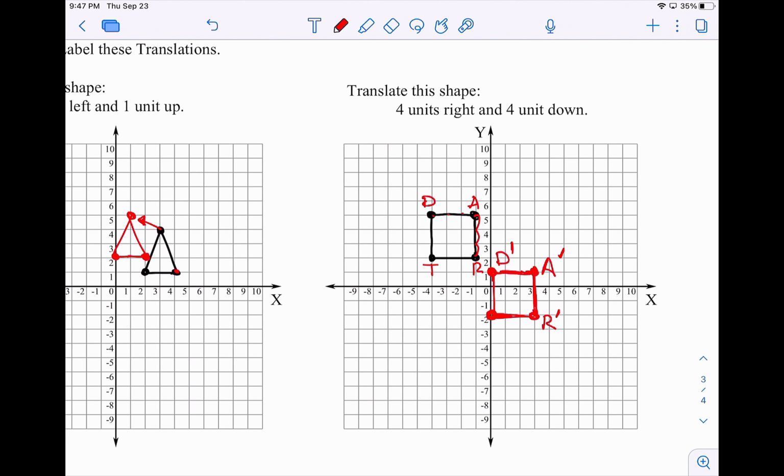So my shape stays exactly the same. And my labels, same letters on the point they're originally on. Then I add prime. Then I draw my translation arrow. Now again, important to know, it can come from any point from the original to the new image. We just have to make sure that we're going from a point to its corresponding point. So in this case, I went from T to T prime. We're not going to go from D over to A, sort of a thing here.